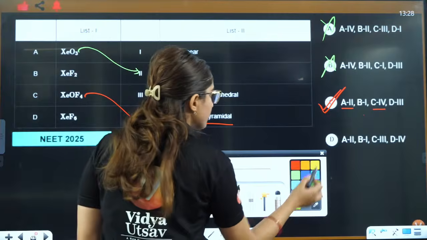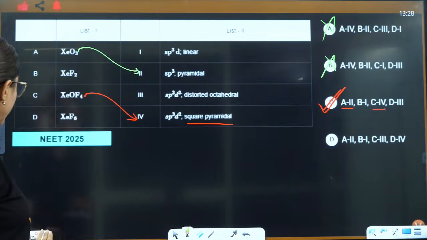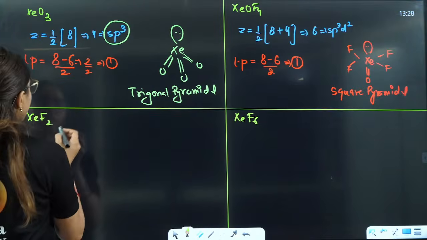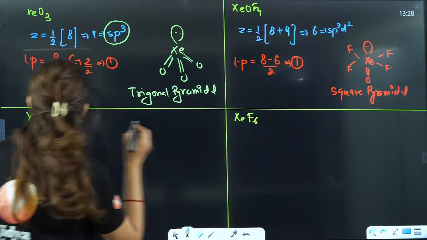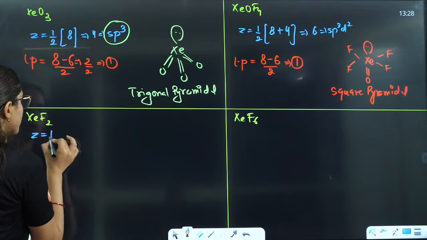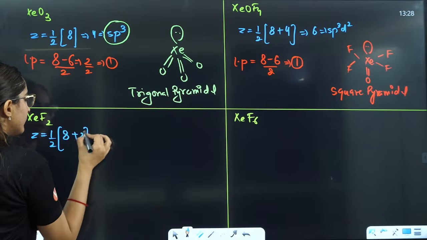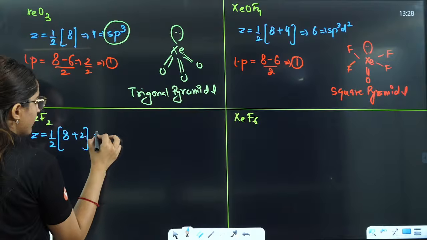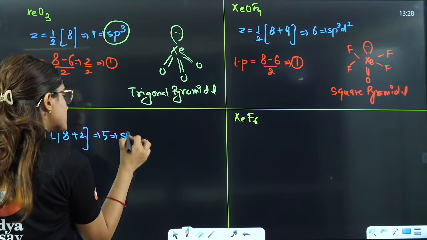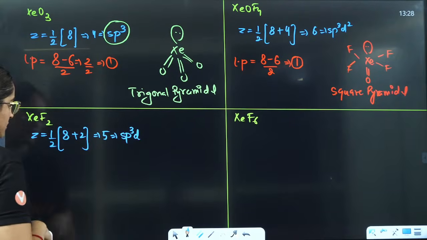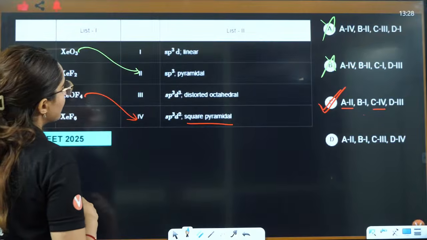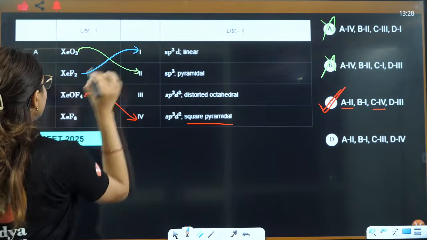Now let's talk about this thing. XeF2. Let's see. Z equals half of 8 valence electrons plus 2 monovalent, that is 8 plus 2, 10 by 2, that is 5. So it is sp3d hybridization. So you can just tick it here as hybridization as well. Here it will be 1, right?